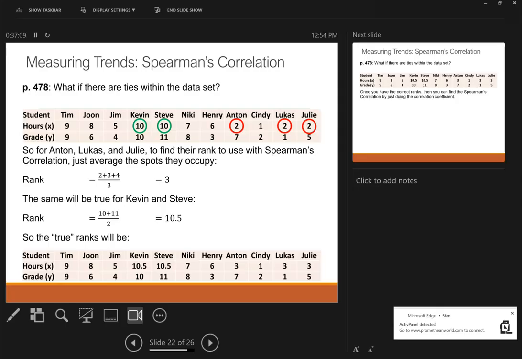Is everybody okay with this? We'll do some practice tomorrow with actual data sets and numbers, but this is the hardest thing in this chapter, to be honest with you, is making sure you get the ranking correctly and you account for your ties.